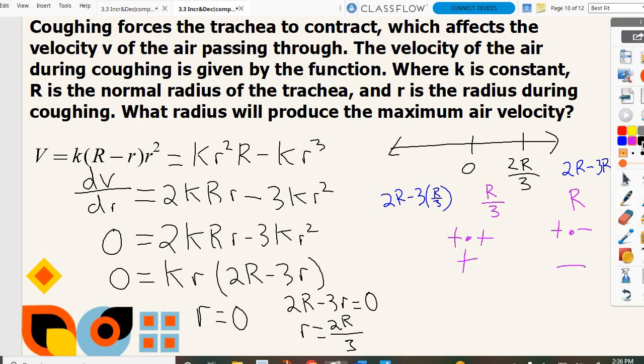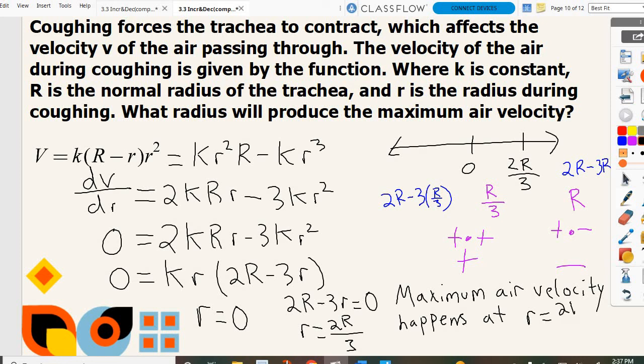So we know that the maximum air velocity happens at little r equals 2 times big R divided by 3.